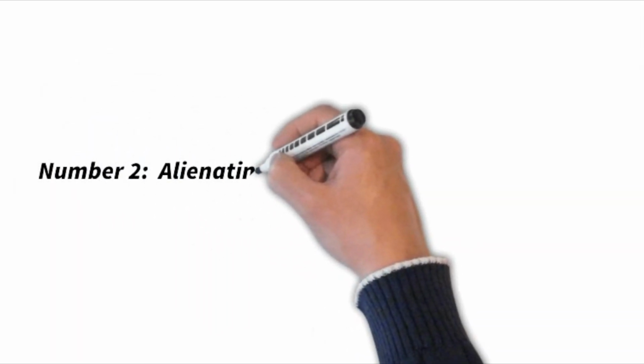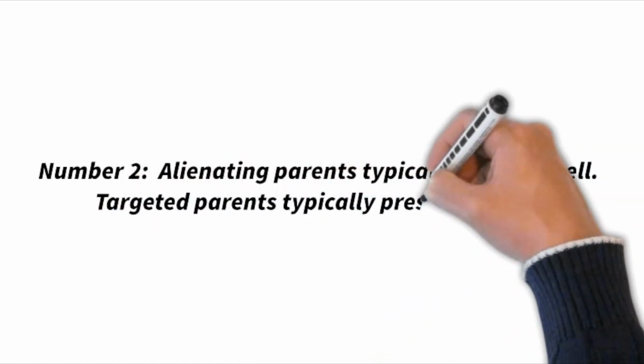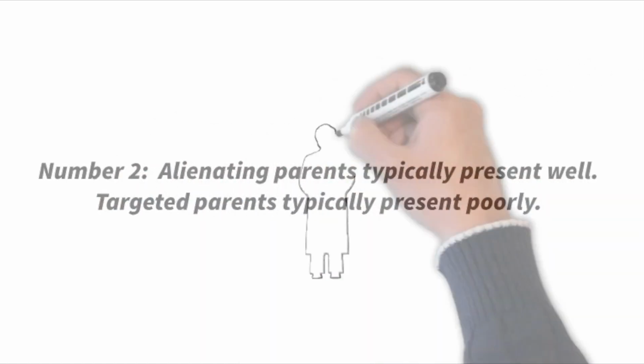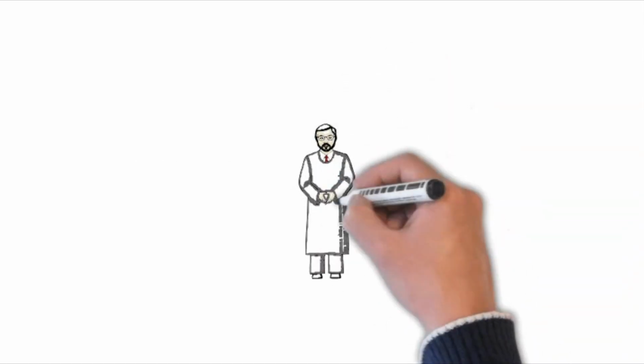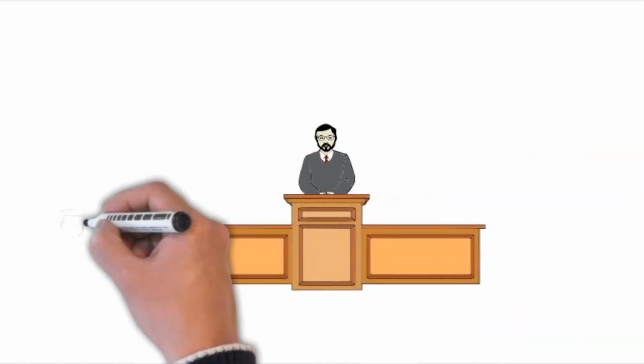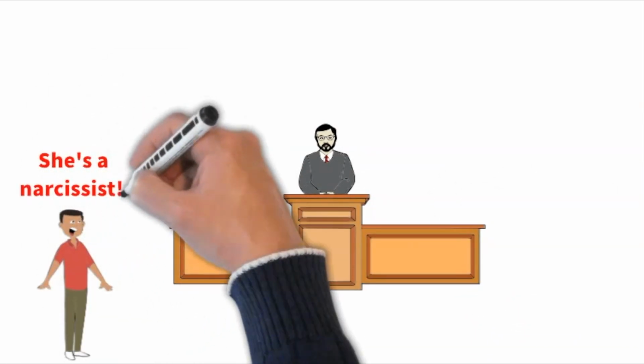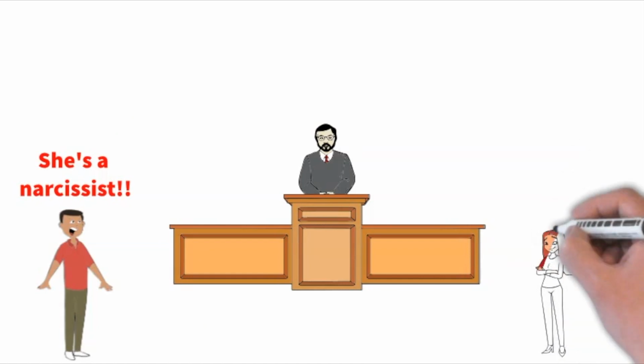Number 2, alienating parents typically present well, and targeted parents typically present poorly. Observers often confuse behavior that's temporary or caused by circumstances with personality or character behavior that's internal and permanent. That's called the fundamental attribution error.